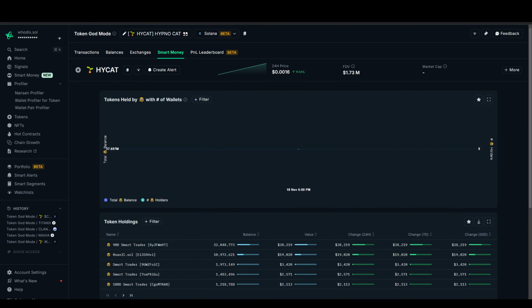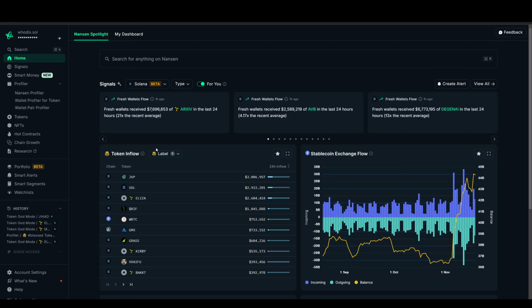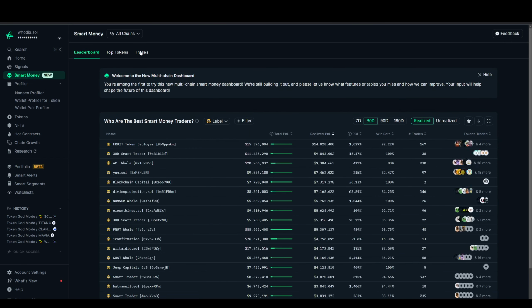And before I get into the rest of these, let me just show you one other feature. I know I was talking about a way to use it for free, but here's a really nice feature that I think a lot of you would like. If you click on smart money here, and then you click on trades, well, number one, I'm testing it for Nansen right now, but this is coming to everybody that owns Nansen, where you can easily find very good wallets based on realized P&L, unrealized P&L, win rate, ROI, how many trades they do. You can sort it by 7-day, 30-day, 90-day.